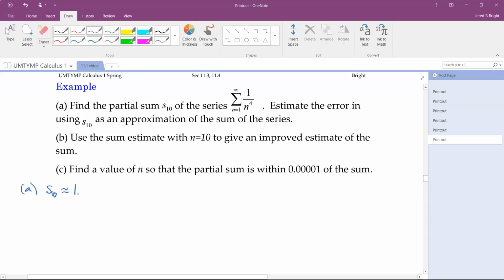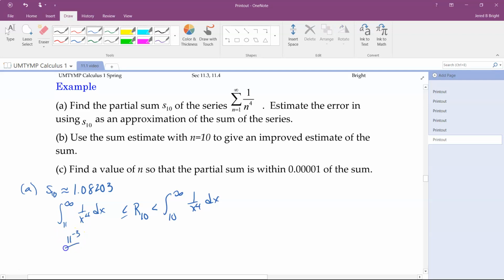I got 1.08203. Okay, so then what we can say is that if we're looking at R10, the remainder after the first 10 terms, that's going to be somewhere between, on the upper side, the remainder is going to be less than the integral from 10 to infinity of 1 over x to the 4 dx, and on the lower end it's going to be bigger than the integral from 11 to infinity of 1 over x to the 4 dx.